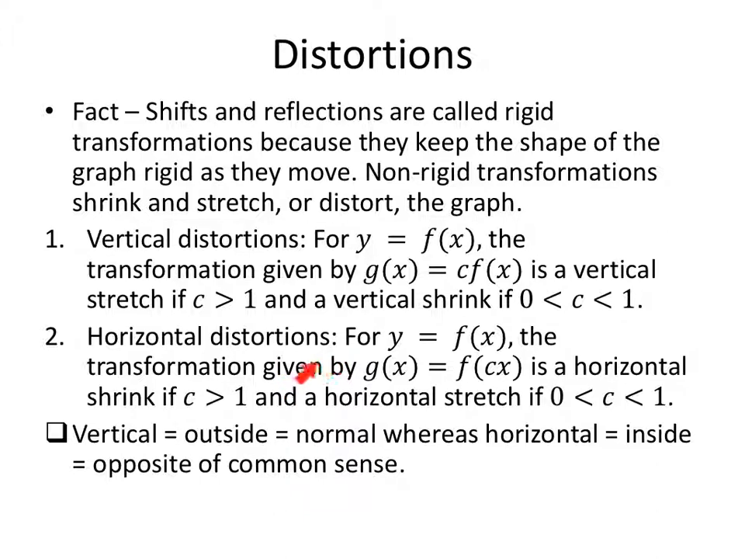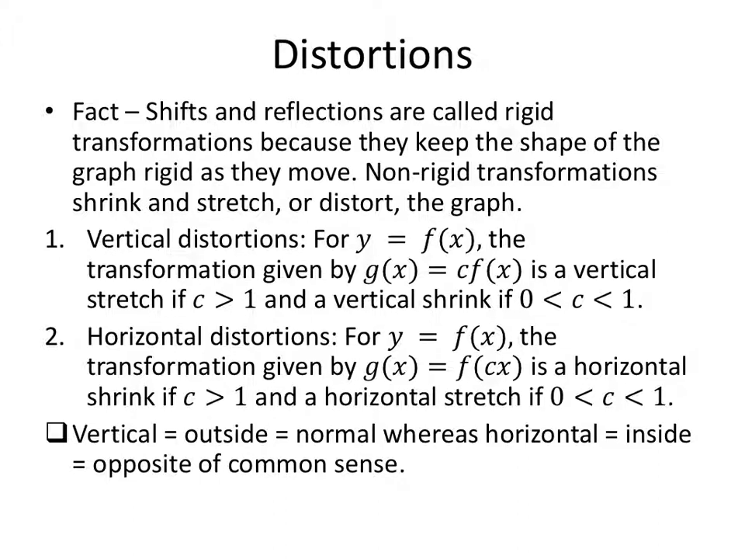Horizontal distortions, the transformation given by g of x equals f of c of x, is a horizontal shrink if c is greater than 1, and a horizontal stretch if c is a proper fraction between 0 and 1. Now what's a horizontal shrink? Think of taking that parabola and pushing it in on the sides. A horizontal shrink is the same as a vertical stretch. It's going to make it narrower.